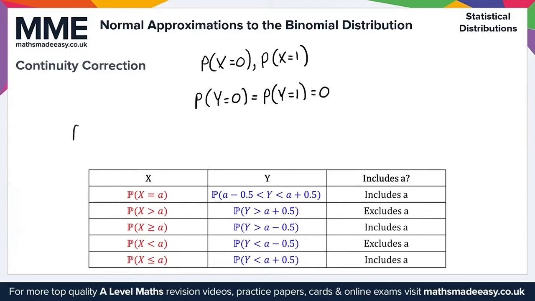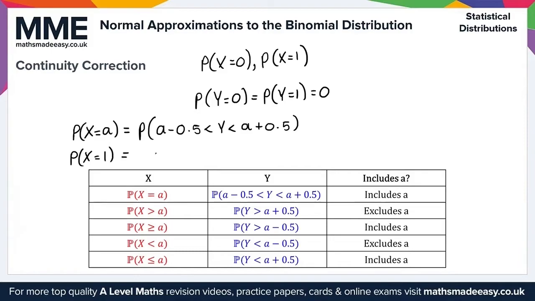Let's say we've got the probability that x equals a. In this case, we'd write this as a probability of a minus 0.5, and this is for the variable y here, and our upper limit is a plus 0.5. Okay. Now, for example, if we had the probability that x equals 1, that would look like this. That would be the probability of 1 minus 0.5, so 0.5, and our upper limit in that case would be 1 plus 0.5, giving us 1.5 there.